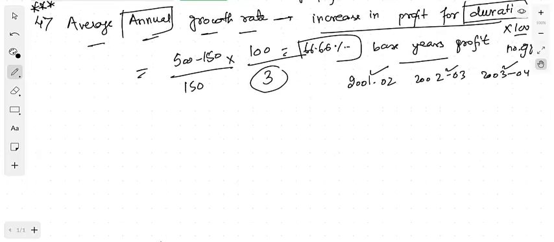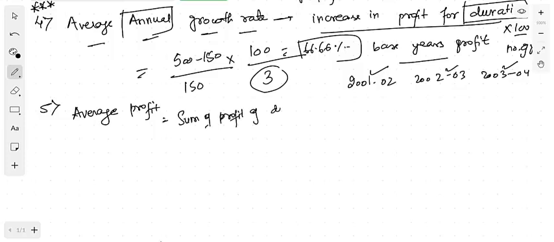You have to take increase in profit for the duration divided by base year's profit into 100 divided by number of years. Now the last one, which is the very easy one. I am just discussing this so that you will not get confused. If they ask you average profit, then average profit will be equal to the sum of profits of durations divided by total number of years.